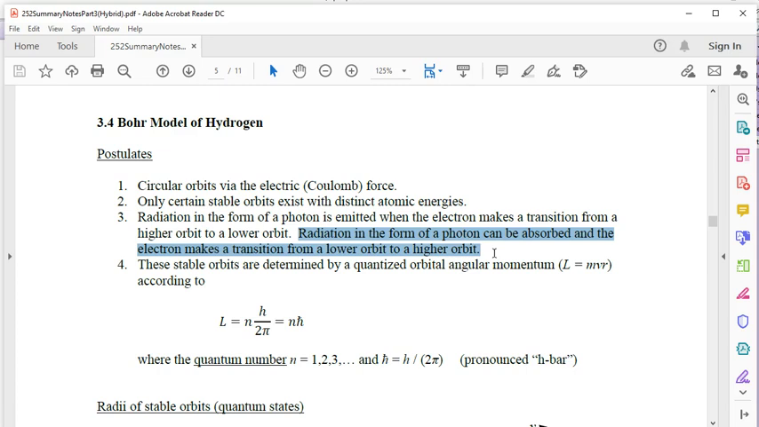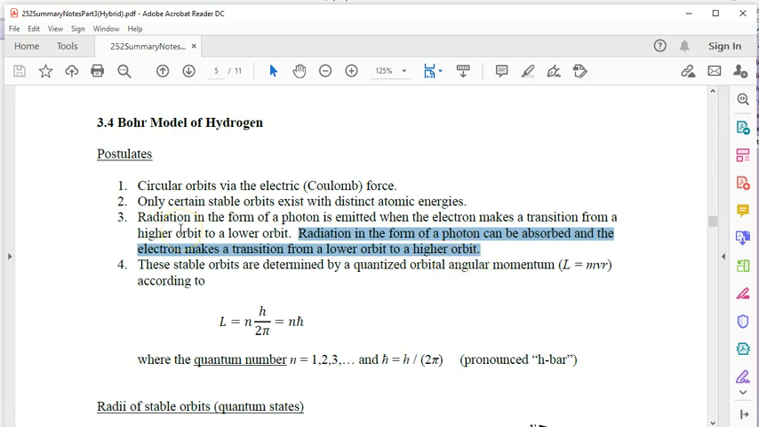Well, that explains why in the absorption spectrum of hydrogen, you only see certain wavelengths being absorbed, because most photons are not of the right energy. Most photons can't take the atom from an existing lower stable orbit to an existing higher stable orbit. Only certain photons have the right energy to do that.